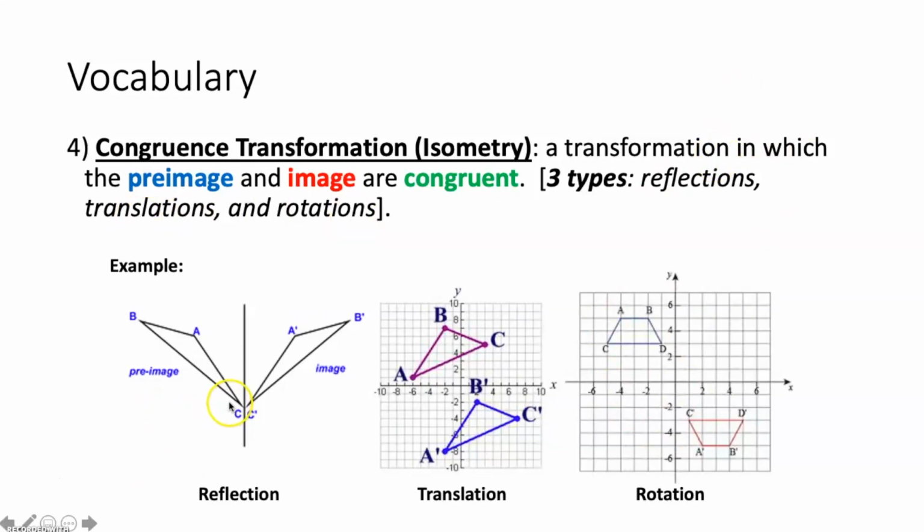A reflection is where you take the pre-image and you reflect or flip each point over a given line, which we call the line of reflection. A translation is where you take your pre-image and you slide each of the points a certain distance along a given vector. A rotation is where you take your pre-image and you rotate each point around a given point. In this case, it would be the origin.